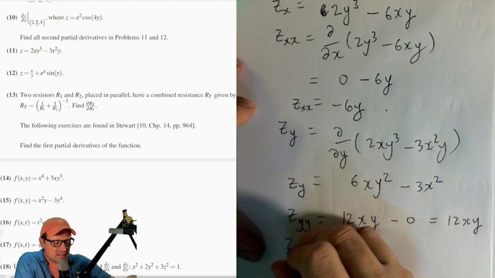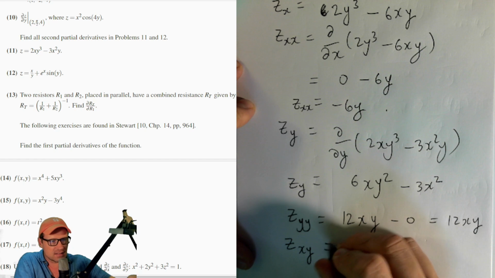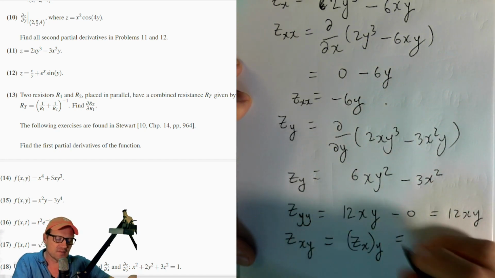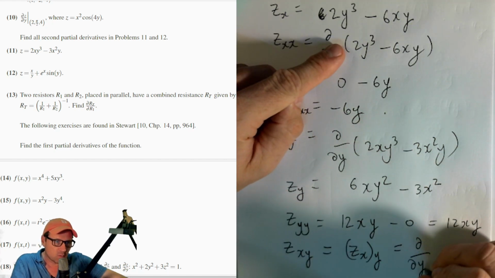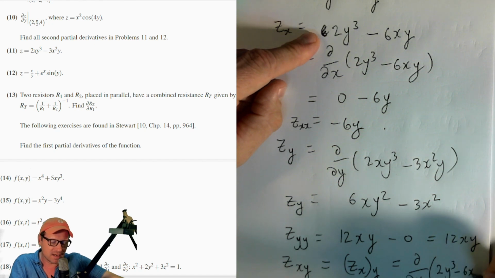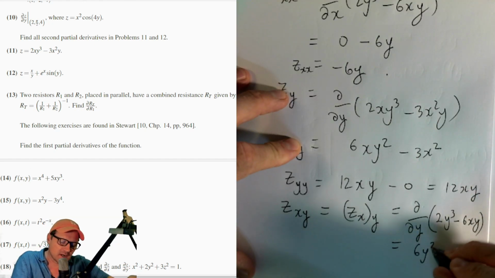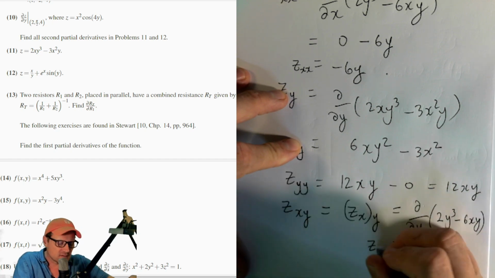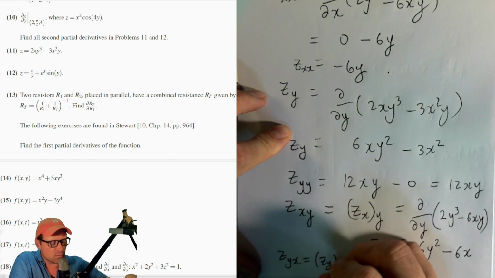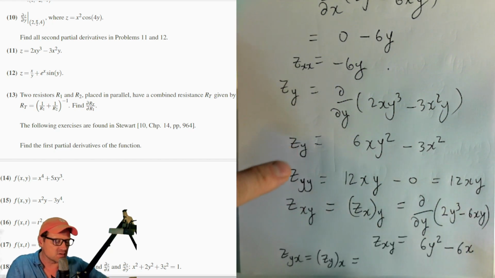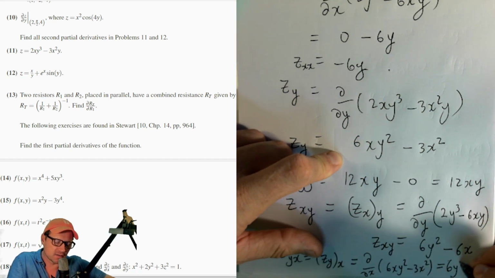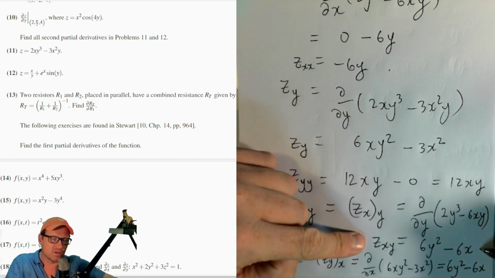Okay, so next, z xy. What is this? This is z x differentiated with respect to y partially, and so that is the partial derivative with respect to y of, looking up here, 2y cubed minus 6xy. And so we have 6y squared minus 6x. So this is z xy. Similarly, we can calculate z yx, which is z y differentiated with respect to x. So z y is here. And so for this, we get 6y squared minus 6x in agreement with z xy.